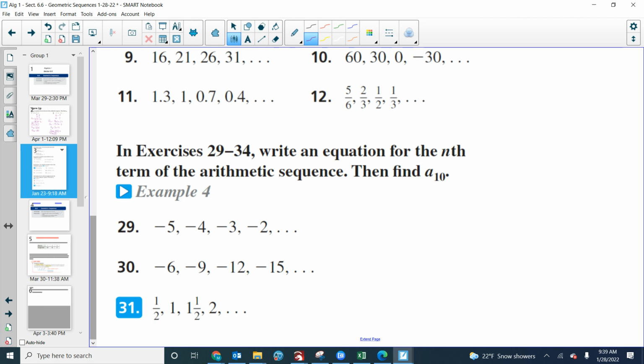We're doing the same thing, but instead of having common differences, we're going to have common ratios, which means we're going to be multiplying. All right? Multiplying.